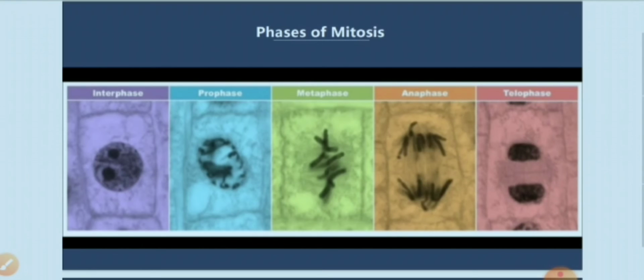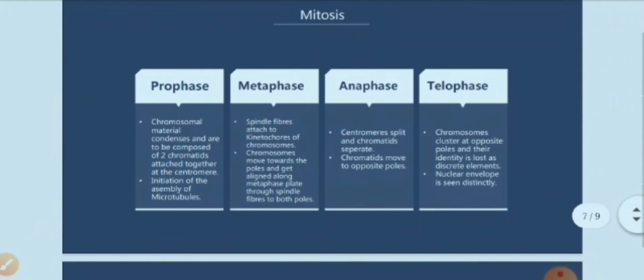And then the next phase would be anaphase. So in anaphase, centromeres split and chromatids separate, they move towards the opposite poles. And the last phase will be the telophase. In telophase, the chromosomes cluster at opposite spindle poles and their identity is lost as discrete elements, and you can see the nuclear envelope distinctly forming into two daughter cells, but they are not separated right now.